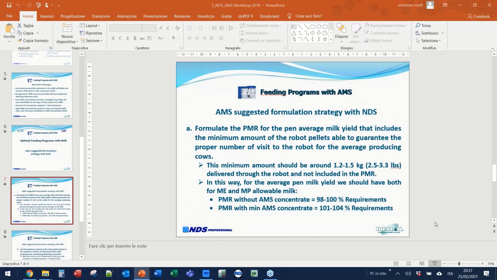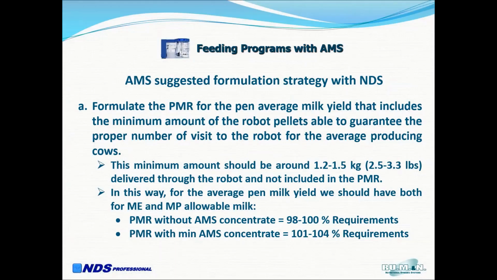Based on that paper, we defined a strategy in order to formulate a PMR and decide how much pellet through the robot we can provide. Basically, our suggestion is to formulate the PMR for the average of the pen in terms of milk yield, including a minimum amount of robot pellet able to guarantee the proper number of visits to the robot.